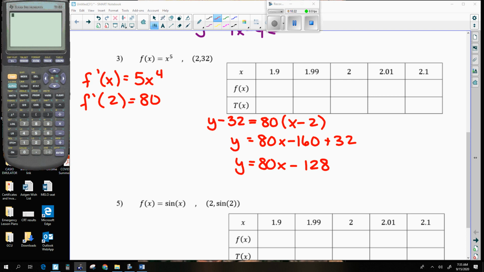So the actual is x to the fifth. So I'm going to go 1.9 to the fifth, which is 24.76099.